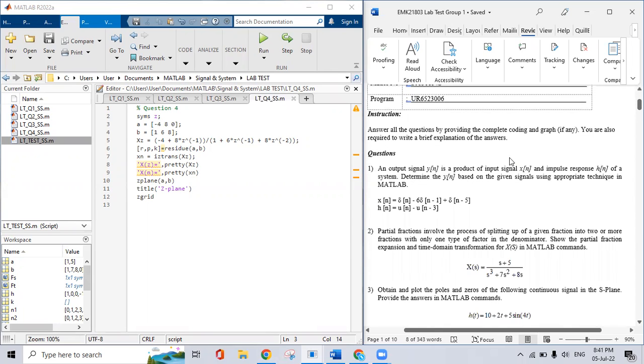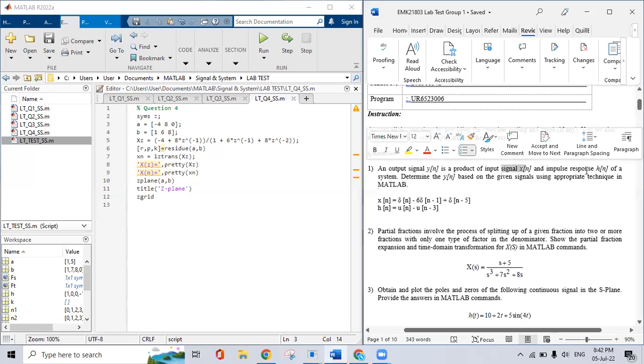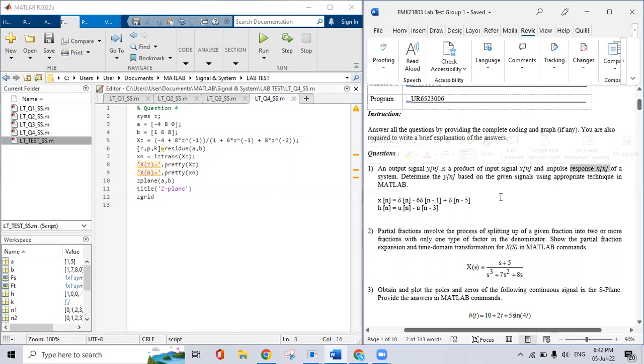So let us get into our first question. The first question requires us to find the output signal, which is Yn. Since the input signal Xn and the impulse response Hn are given, we just have to multiply Xn and the impulse response together. Because the input signal is multiplying with the impulse response, it will undergo a process known as convolution.